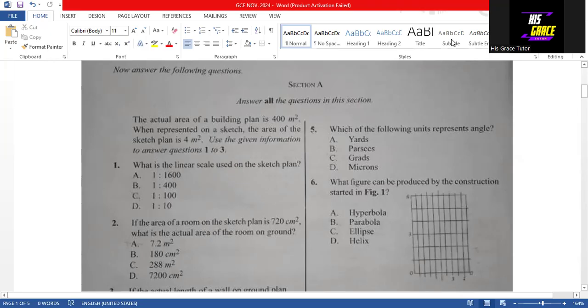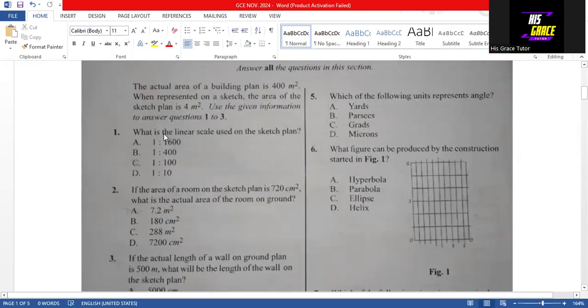Now, let's start and answer these questions. Before we answer question one, we have this statement to study. It says that the actual area of a building plan is 400 meters square. When represented on a sketch, the area of the sketch plan is 4 meters square. Use the given information to answer questions 1 to 3.